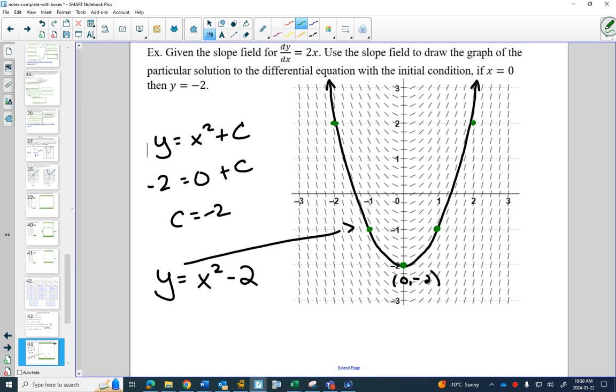Just by following the slope, see how close yours was. Did you go through those points? And you were just following the slopes, and your slopes were telling you where to go. So it's kind of a neat check. How close were you to the actual graph? And it's pretty hard to go off by too much unless you don't follow a slope right.